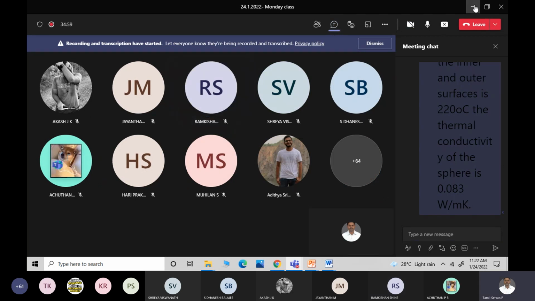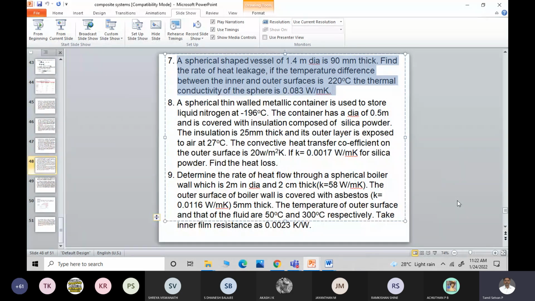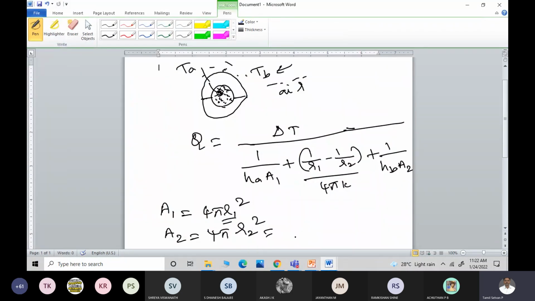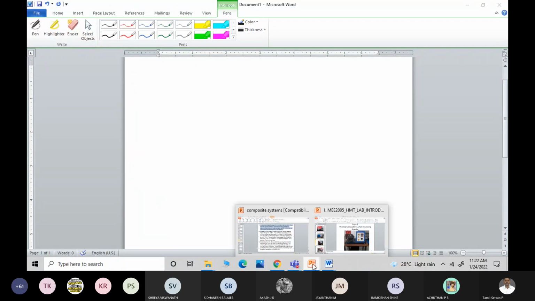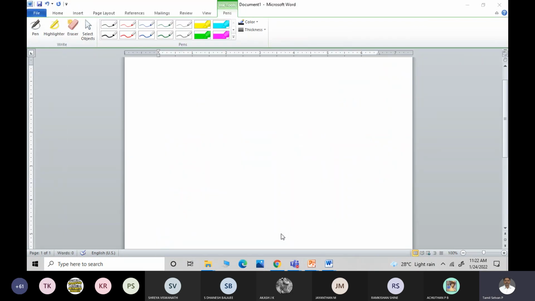As far as sphere is concerned, I will be solving this one, and if time permits, I will be solving the next one, or otherwise you have to solve the next two. Don't expect me to solve each and everything in the class. Next class, I will be going on to internal heat generation. Try to solve the problem, students. Don't wait for me to solve all the problems, because if you want me to solve, then we will not be able to complete all the modules. Please understand that.